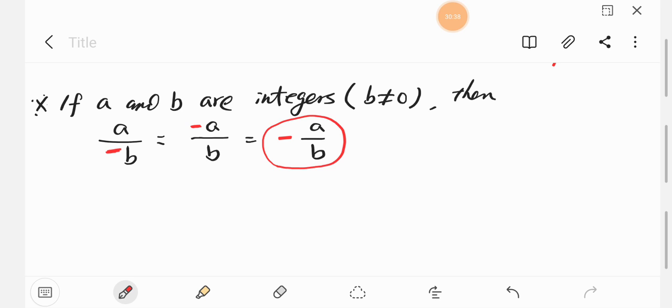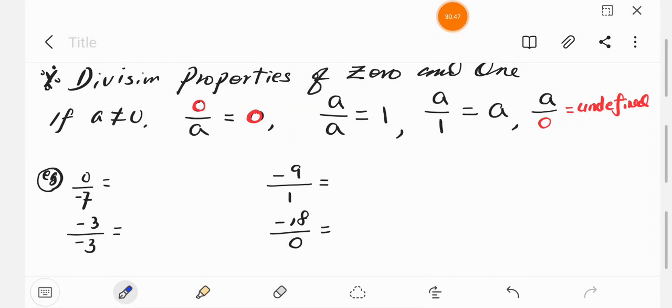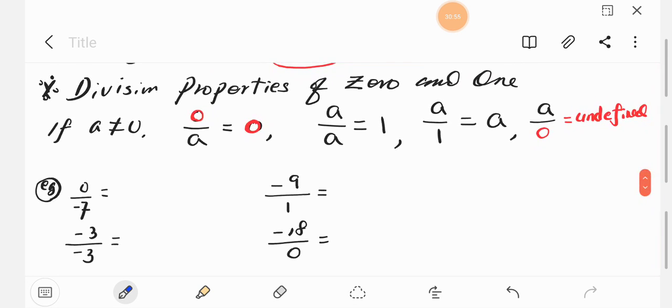Okay, in this case, make sure the denominator b is not equal to 0. Okay, so here is a very important concept, properties. The division property of 0 and 1. The expression has either 0 or 1, so depending on 0 and 1, the result is totally different.